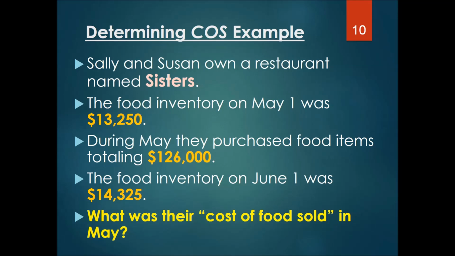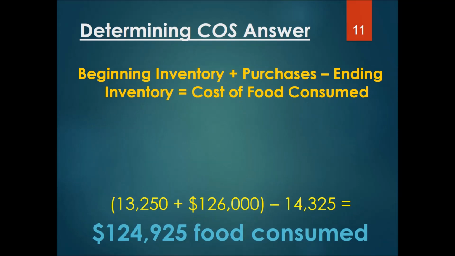So you can pause that if you want to try to figure that out real quick. If not, just let it keep running, because here we go. The formula for this, as mentioned, beginning inventory plus purchases minus ending inventory gives you the cost of food consumed.